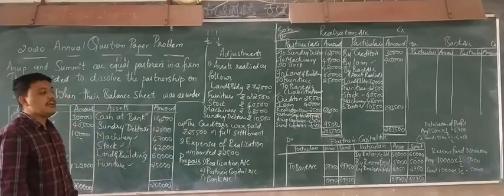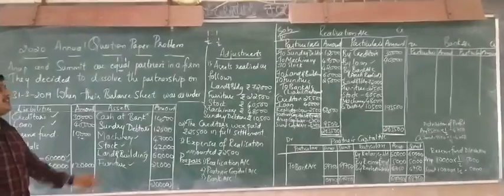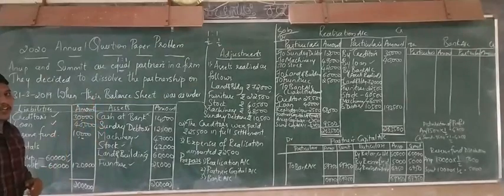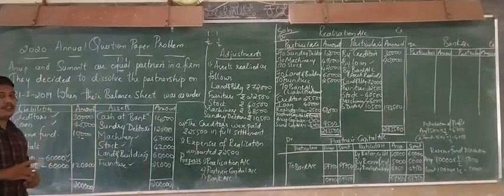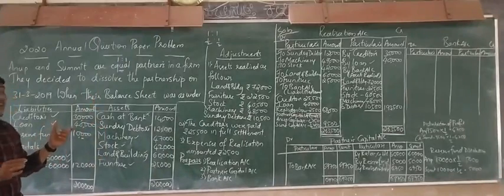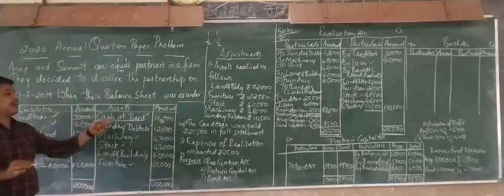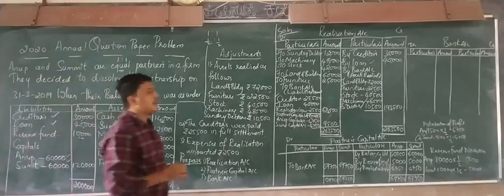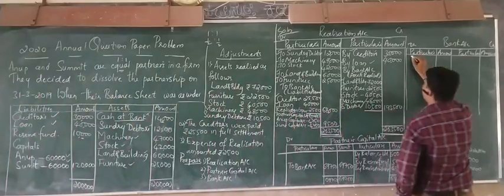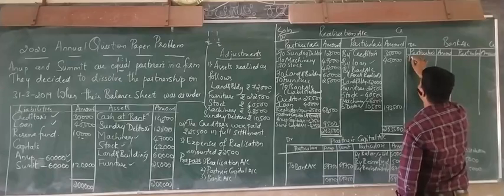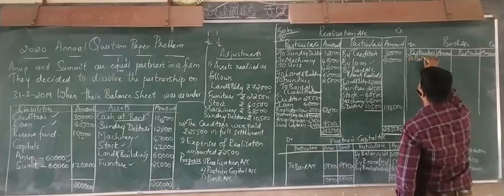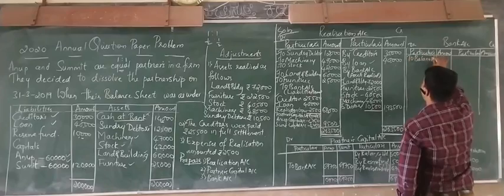Okay. And the last account you'll be preparing, that is the bank account. So to record the bank account, you need to see the bank balance, cash at bank. So what is the cash at bank value? That is 14,000. So you have to write it on the debit side. To balance brought down.